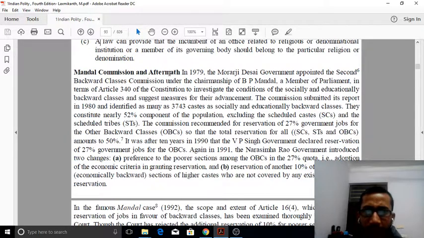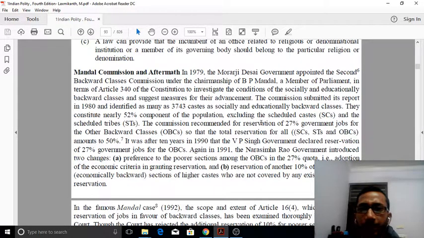So, the Mandal Commission and aftermath. In 1979, the Morarji Desai government appointed the second Backward Classes Commission under the chairmanship of BP Mandal, an MP, in terms of Article 340 of the Constitution, to investigate the conditions of the socially and educationally backward classes and suggest measures for their advancement. The commission submitted its report in 1980 and identified as many as 3,743 castes as socially and educationally backward classes. They constitute nearly 52% of the population, excluding scheduled castes and scheduled tribes.